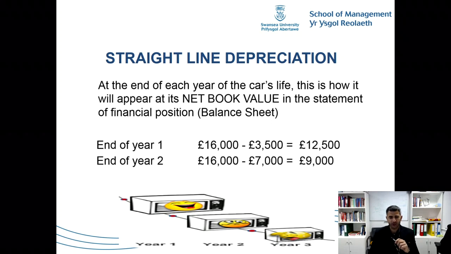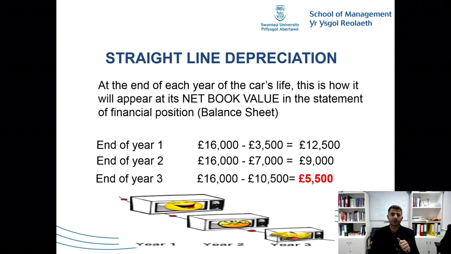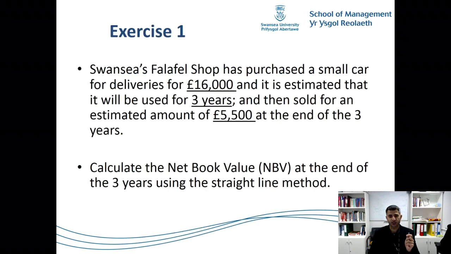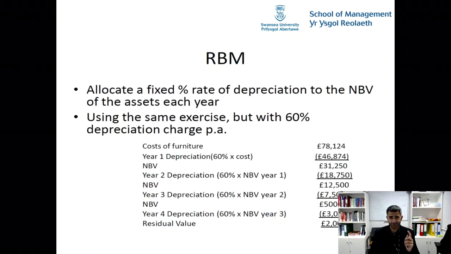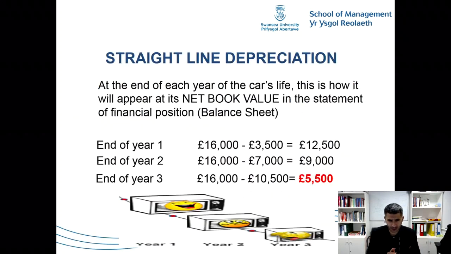So at the end of year 3, again, the cost 16,000 minus the accumulated depreciation, which is 3,500, 3,500, 3,500. So that comes to 5,500. So as you see, the net book value at the end of year 3 is equal to what, guys? Equal to the residual value. Clear, guys? Straightforward, isn't it?